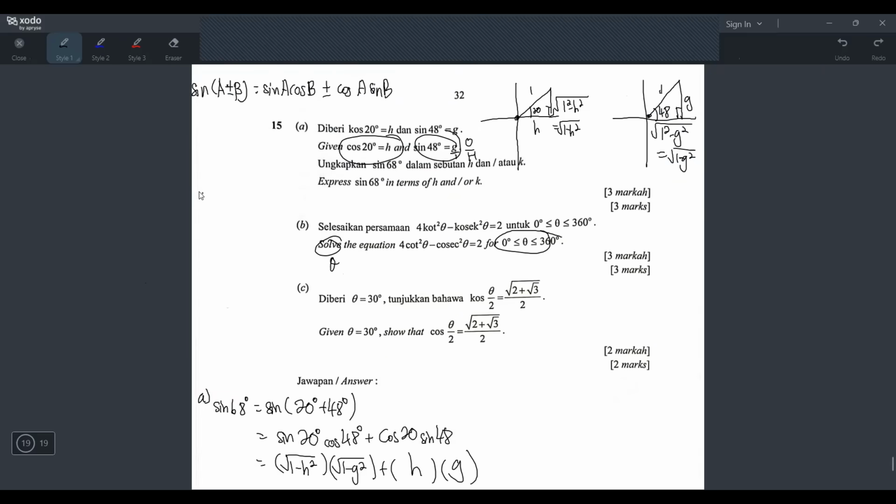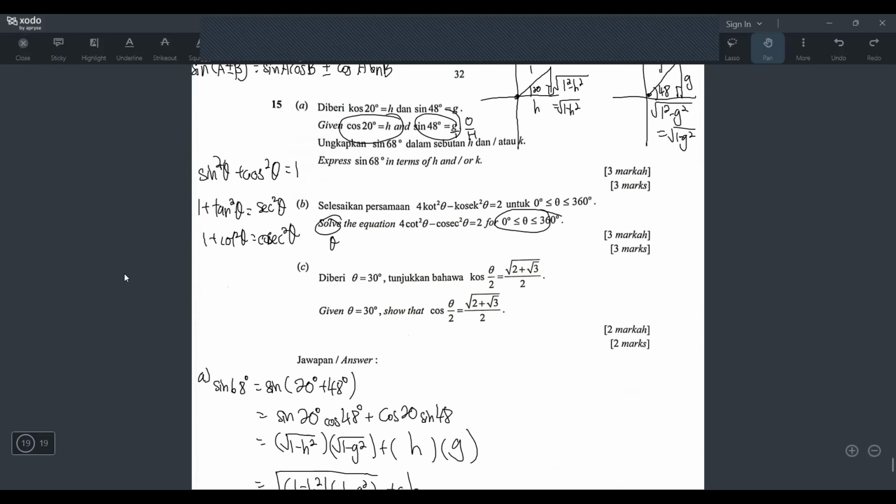The basic identities are 3, right? First one is sine square theta plus cos square theta equals 1. This one you must memorize. And then the other one is 1 plus tangent square theta equals sec square theta, right? And then the last one is 1 plus cot square equals cosec square, right? So these are the 3 basic identities you need to memorize.